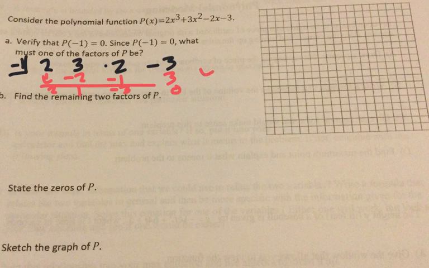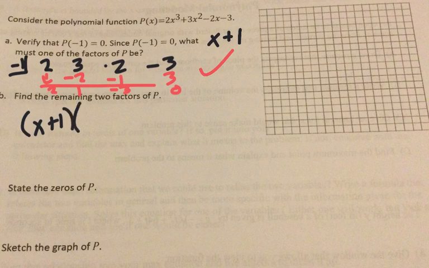So that means what must be a factor? If -1 is a root, then x plus 1 must be a factor. So I know that this must factor to be x plus 1 times, and then what's my new depressed polynomial here? 2x squared plus 1x minus 3. And now then I need to factor this.